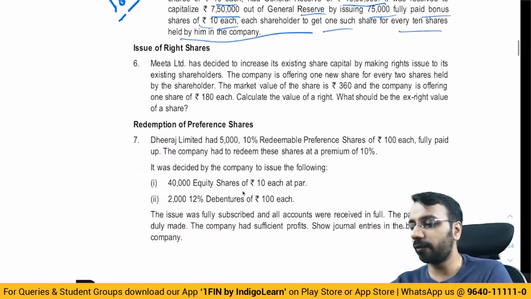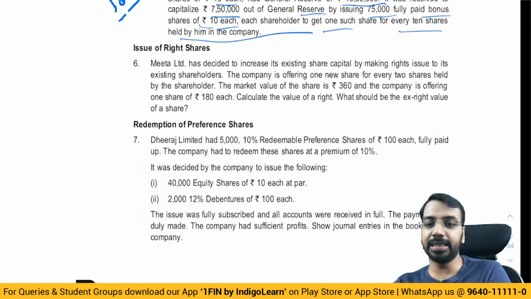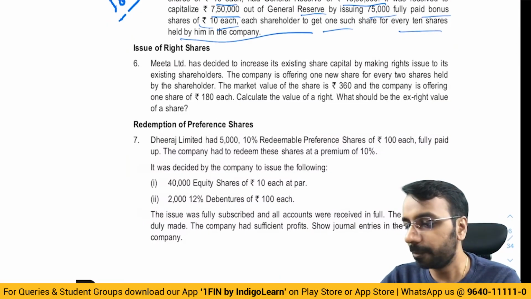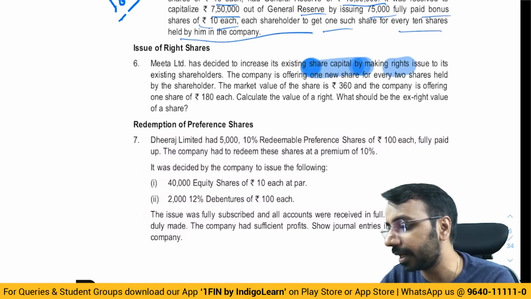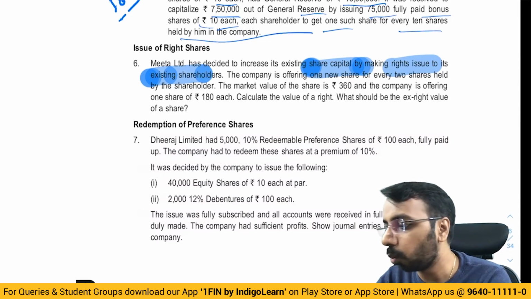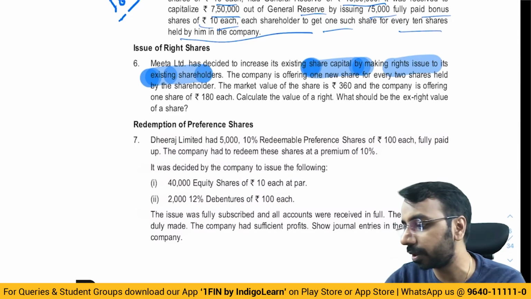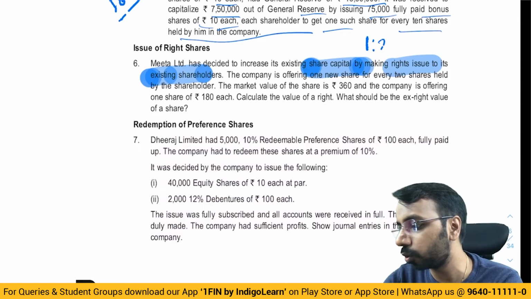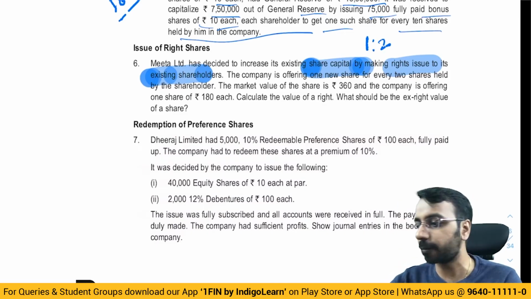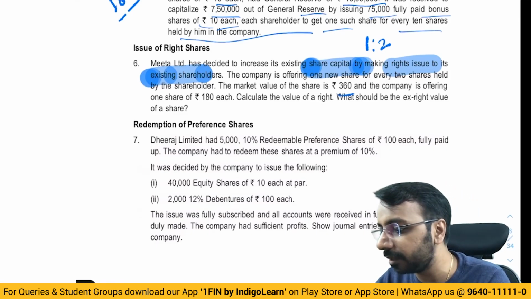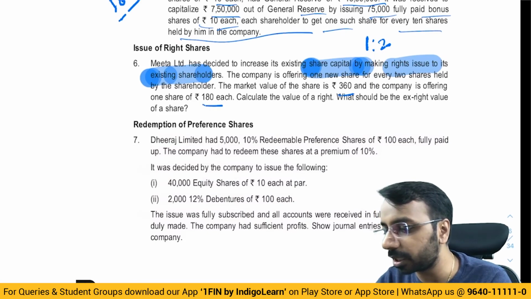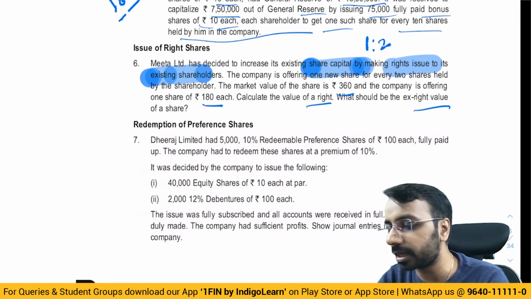Then issue of rights. Generally these get tested. Nita Limited has decided to increase its existing share capital by making rights issue to its existing shareholders. The company is offering 1 new share for every 2 shares held. So, ratio is what? 1:2. If you hold 2 shares, you will get 1 share. The market value of the share is 360 and the company is offering 1 share of rupees 180 each. Calculate the value of a right. What should be the ex-right value of the share?